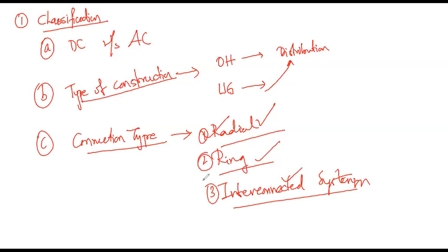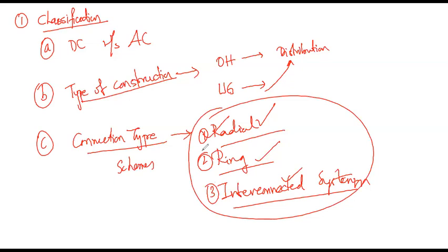So you'll be having DC and AC distribution, type of construction, and the connection type or connection schemes. Under this one, you will be having the radial type, ring type, and interconnected type of system. Okay. So next, what we can generally look at is the requirements of such a distribution system. Why do we need a distribution system, and if I have a distribution system, what are the requirements of the distribution system?